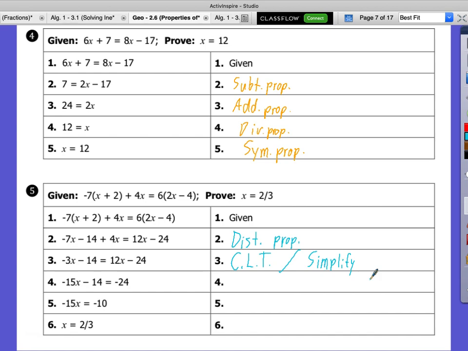Alright, we're gonna go ahead and talk about this one up here. Okay? So, step 4 here: negative 15x minus 14 is negative 24. Hey, actually, Kev, you want to lead this one? Number 4 would be subtraction because you're taking 12 and minusing it from both sides. That's what we're doing. Good job, Kevin. I'm proud of you.